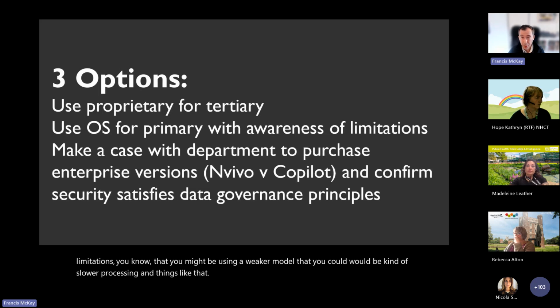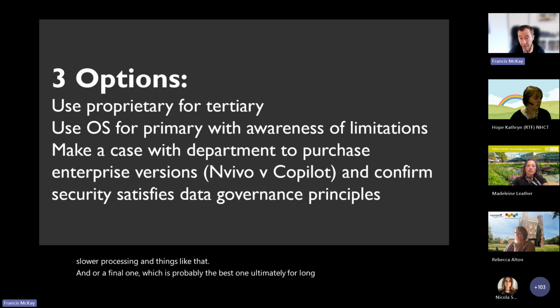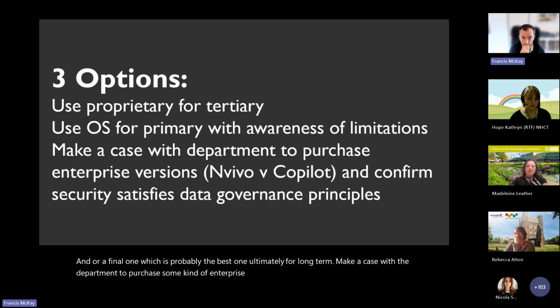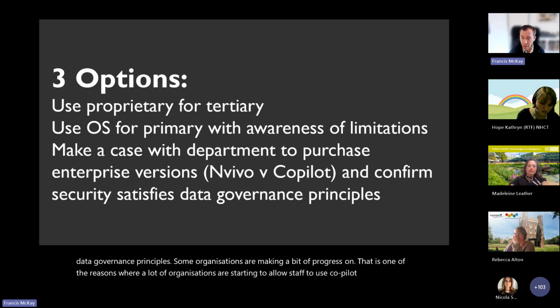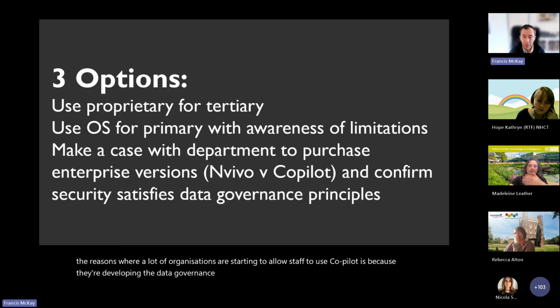Or the final one, which is probably the best one ultimately for the long term: make a case with the department to purchase some kind of enterprise version and confirm that the security satisfies data governance principles. Some organizations are making a bit of progress on that. It's one of the reasons a lot of organizations are starting to allow staff to use Copilot, because they're developing the data governance around this.